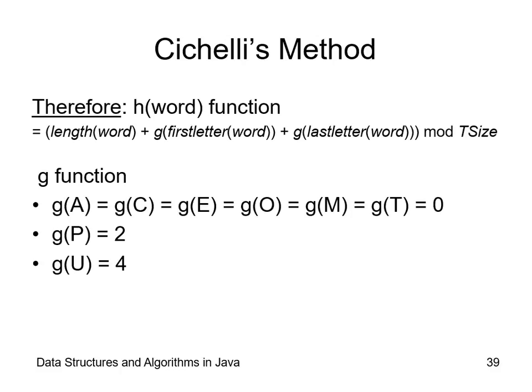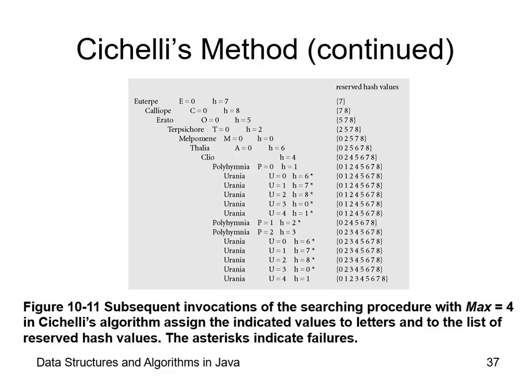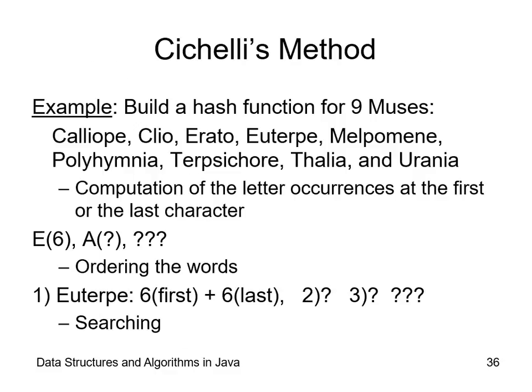Understand? Okay, again, this G works only for this input, for these 9 words only. If you have other words, then you may have to change the G. And if you have more than 9, then the T size also has to change, not 9. Understand? That's an example of how to create a perfect hash function.